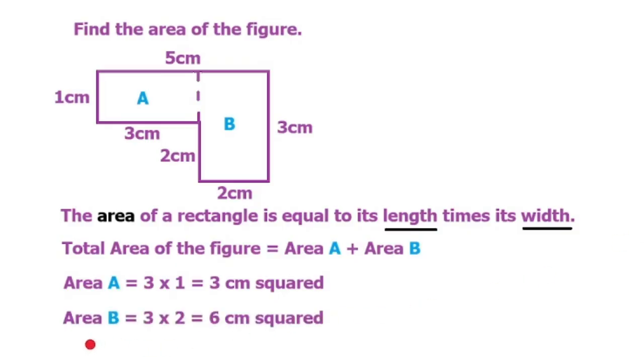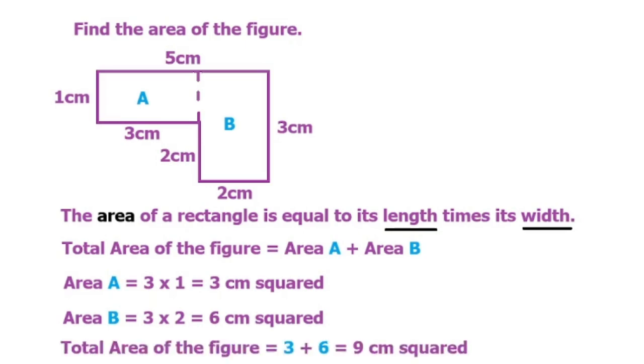Then the area of rectangle B is the length times its width, which is 3 times 2, which is 6 centimeters squared. So then we can find the total area of the figure, which is equal to 3 plus 6, which equals 9 centimeters squared. And that's the answer to this whole problem.